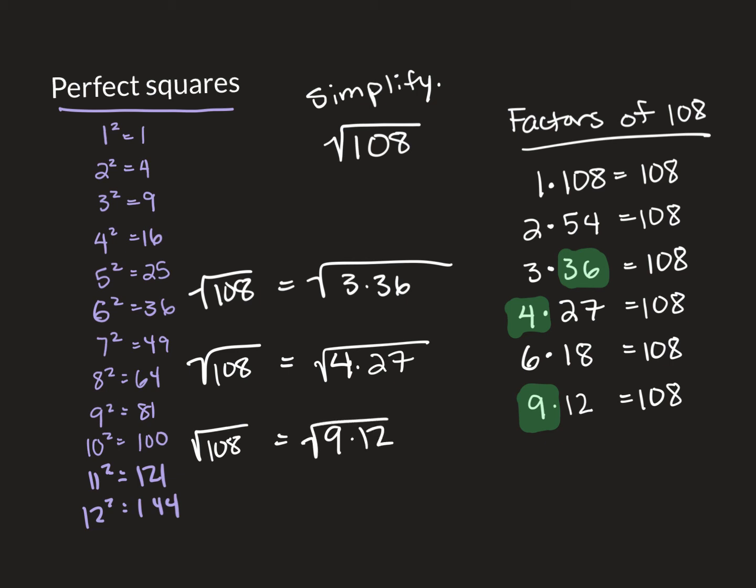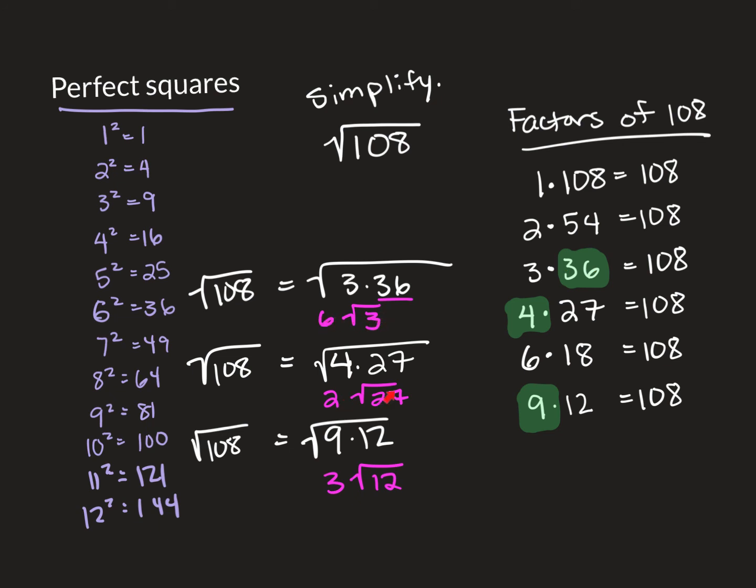Now, if I start breaking these apart, well, the square root of 4 is 2. So in this case, I'm going to get 2 square root of 27. The square root of 9 is 3, so I'm going to get 3 square root of 12. In this case, square root of 36 is 6, so I'm going to get 6 square root of 3. And again, what you wanted to pick really is the biggest one, so this is going to be our most simplified version.